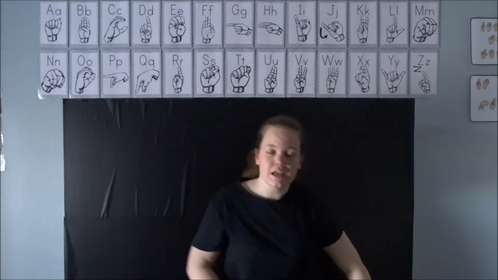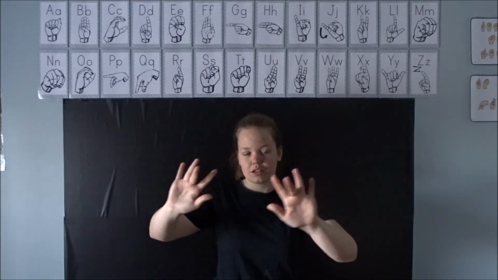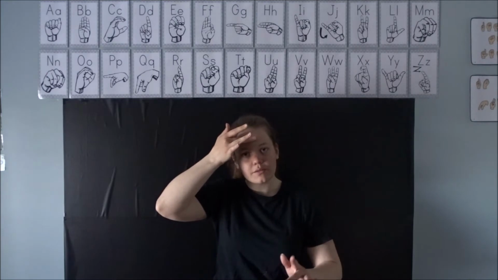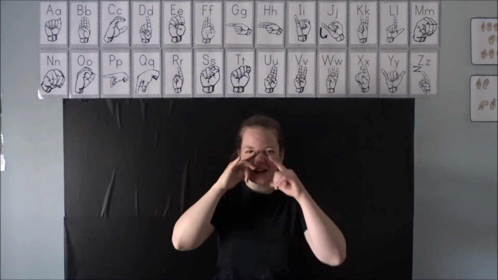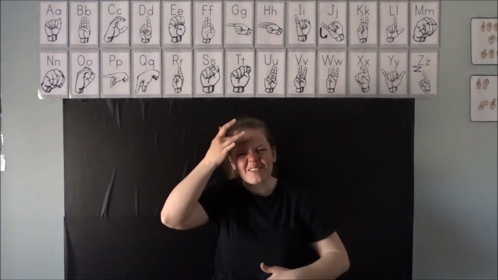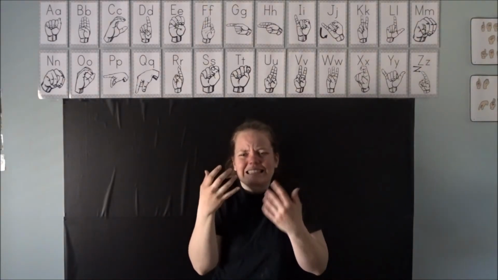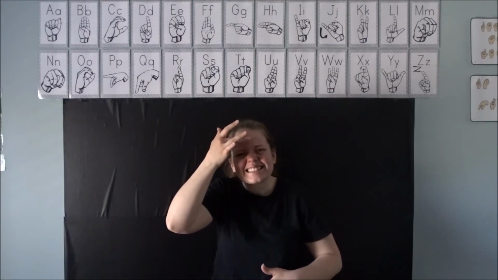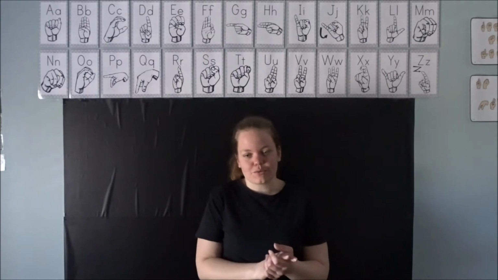So the sign for sick, you're going to take your middle fingers and bring them out just a little bit. You're going to put one on your forehead and one on your belly. Sick. And you make a scrunched face, eyebrows down. You're showing pain. You're sick, as pain usually comes with sick.